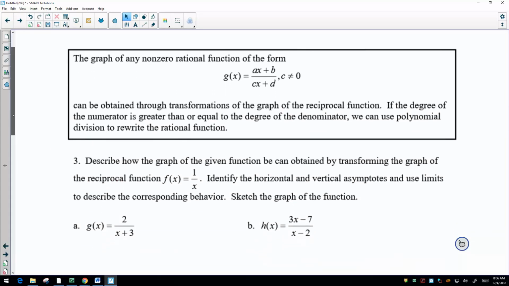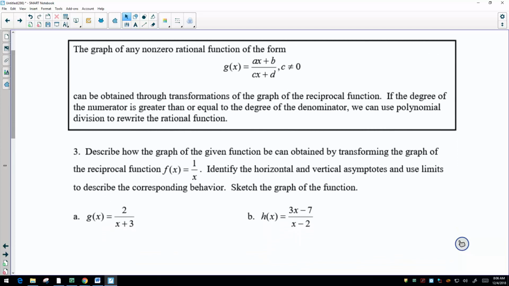I can take a look at a rational function. Notice the form that they're giving us here. It says the graph of any non-zero rational function in that form can be obtained through transformations of the reciprocal function. Keep in mind, reciprocal function, that was one of your parent functions. That's that basic 1 over x. That's what we looked at on the front with the transformation, that plus 6 just shifted it 6 units to the left.